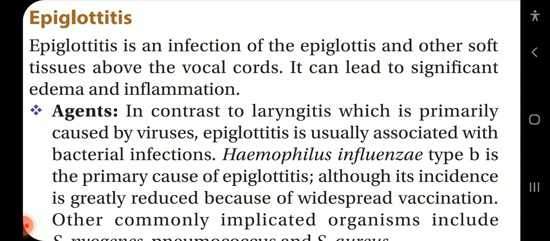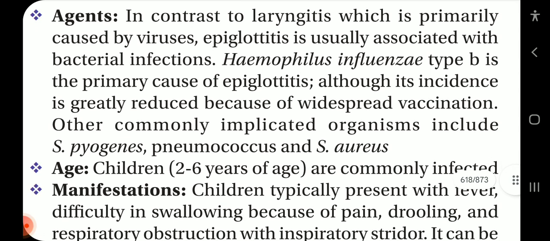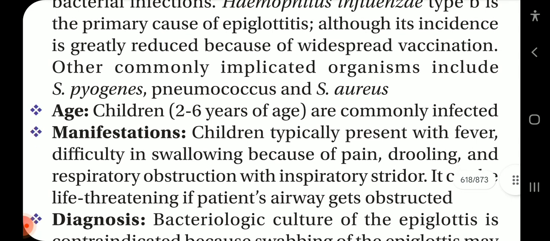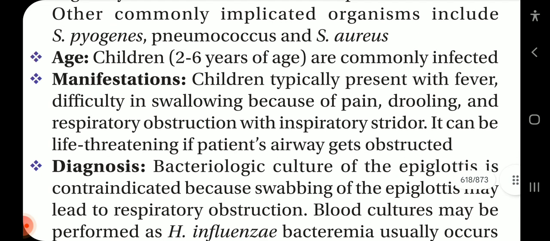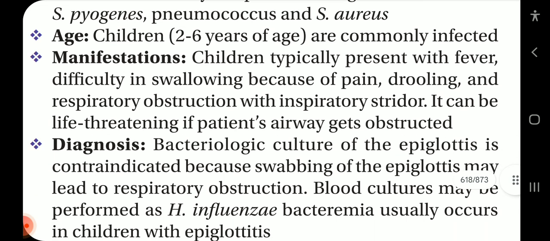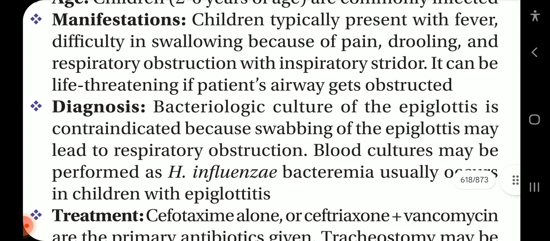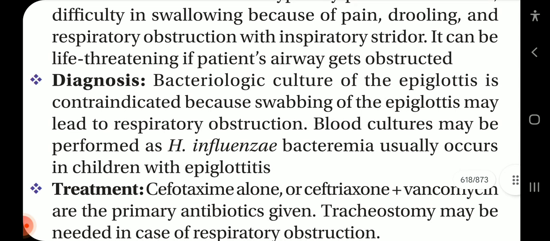Epiglottitis. Epiglottitis is an infection of the epiglottis and soft tissues above the vocal cords. It can lead to significant edema and inflammation. Agents. In contrast to laryngitis, which is primarily caused by viruses, epiglottitis is usually associated with bacterial infection. Haemophilus influenzae type B is the primary cause of epiglottitis, although its incidence is greatly reduced because of widespread vaccination. Other commonly implicated organisms include Strep pyogenes, Pneumococcus, and Staph aureus. Children 2 to 6 years of age are commonly infected. Manifestation. Children typically present with fever, difficulty in swallowing because of pain, drooling, and respiratory obstruction with inspiratory stridor.